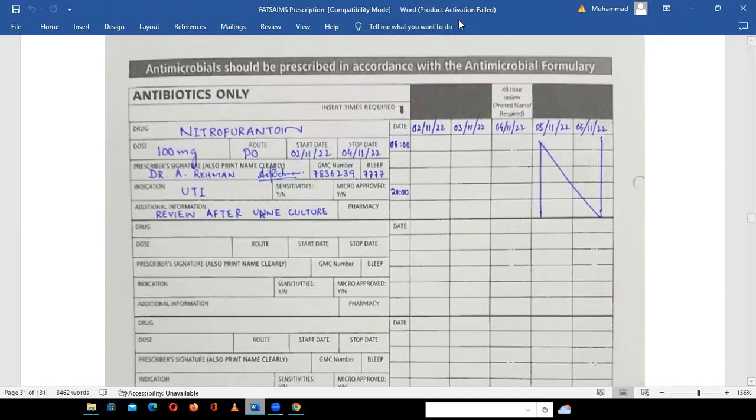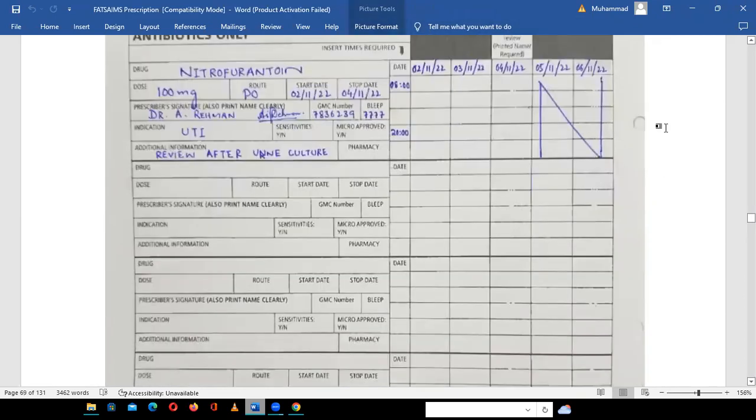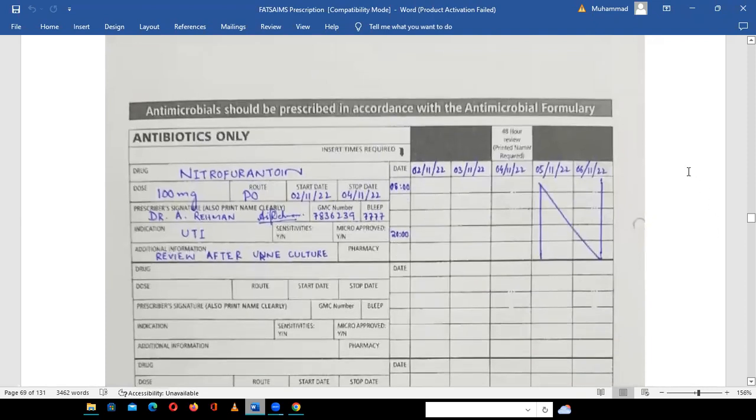You have to write nitrofurantoin in the antibiotic section and write the name of the drug over here, nitrofurantoin. Nitrofurantoin should be written over here. Here is the drug name, nitrofurantoin. Its dose 100 milligrams per oral. Start date is 2nd of November and the stop date will be 4th of November.